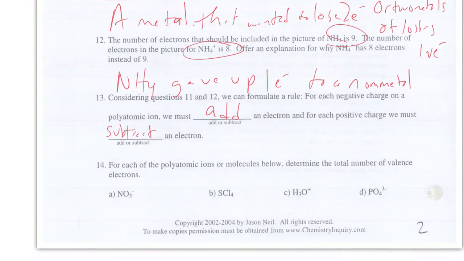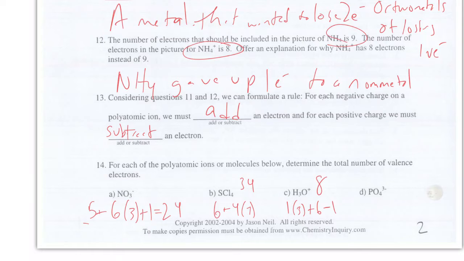And then the last one, number 14: for each of these polyatomics, determine the number of valence electrons. Well, we got 5 plus 6 times 3 plus 1, which is 6 plus 24. S is 6 plus 4 times 7, which is 34. H3O plus, we know is H is 1 times 3 plus 6 minus 1. That's 5, that's 8. PO4 is 5 plus 6 times 4, 24, 29, plus an extra 3 is 32.